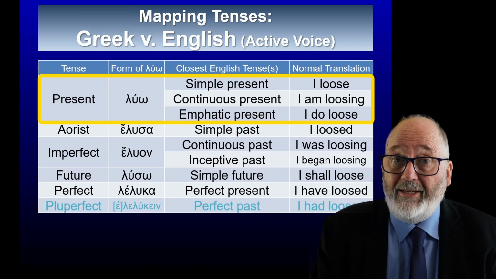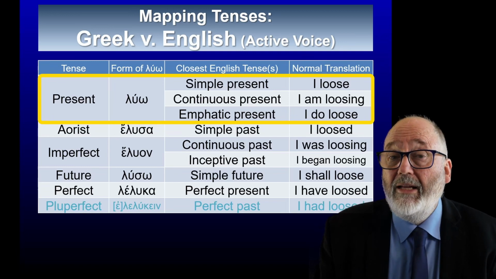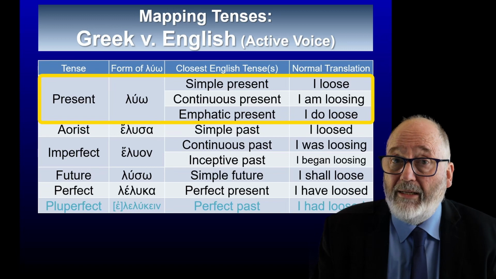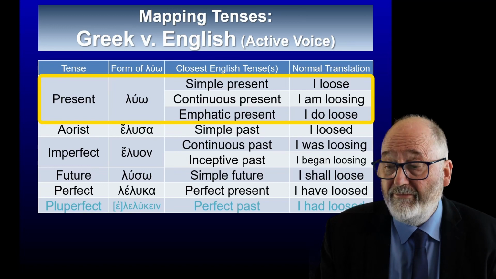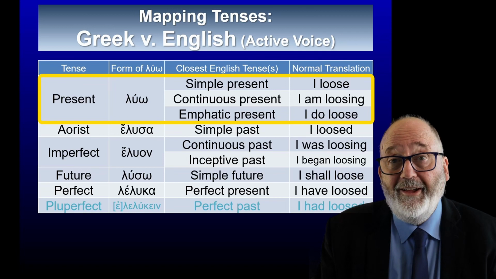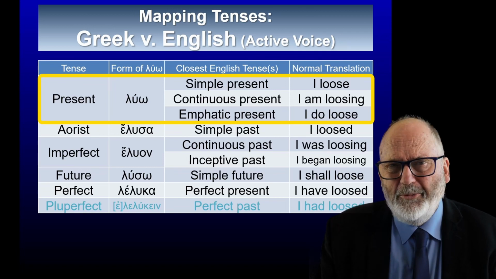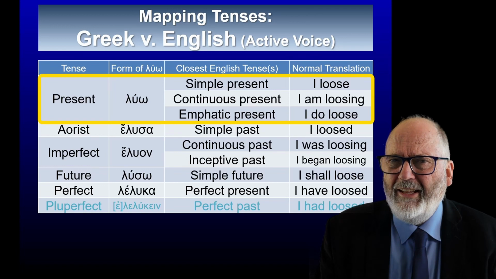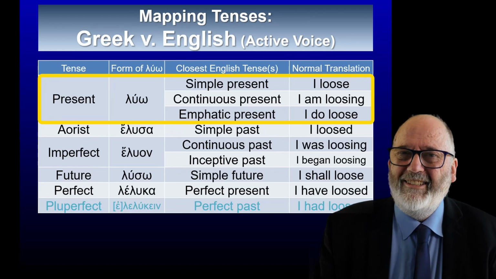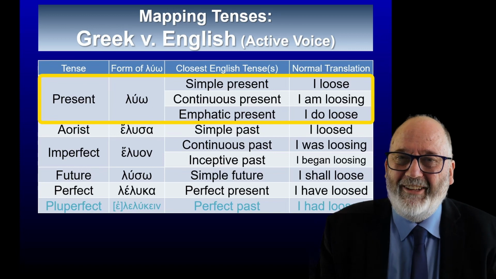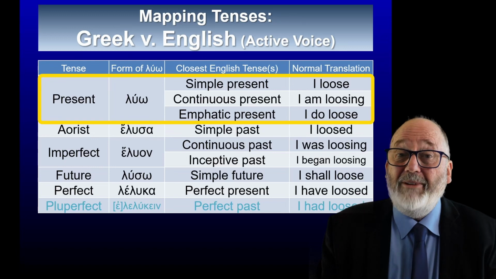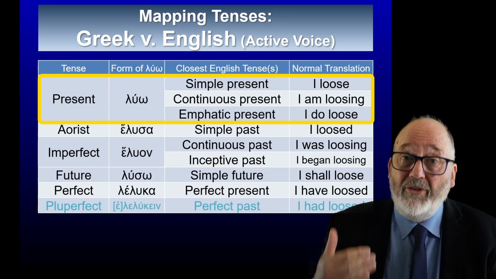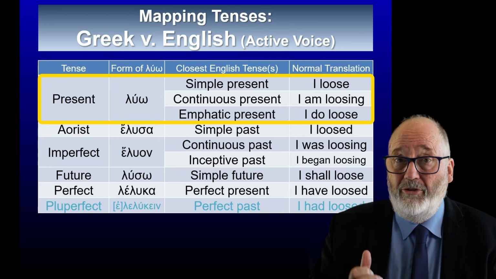The first 2 possibilities are indeed authentic tenses. So the Greek present tense can be translated with the English simple present as I loose. It can be translated as the English continuous present as I am loosing. Well, you didn't see the emphatic present on our list of tenses, did you? And, well, if you look around, you'll see that it's kind of a tense or maybe not, so we won't call it a tense. But every time we put the word not or no in a sentence, we're going to be adding the word do.